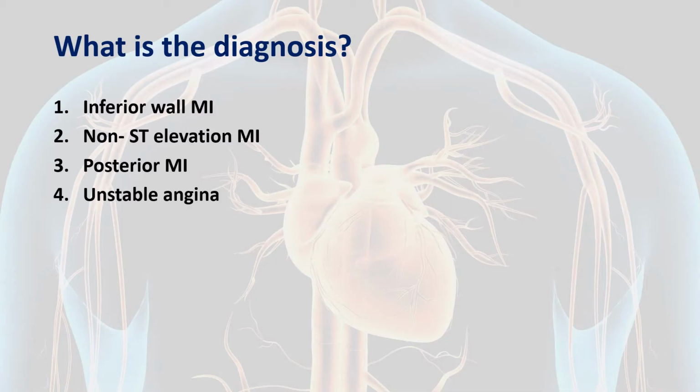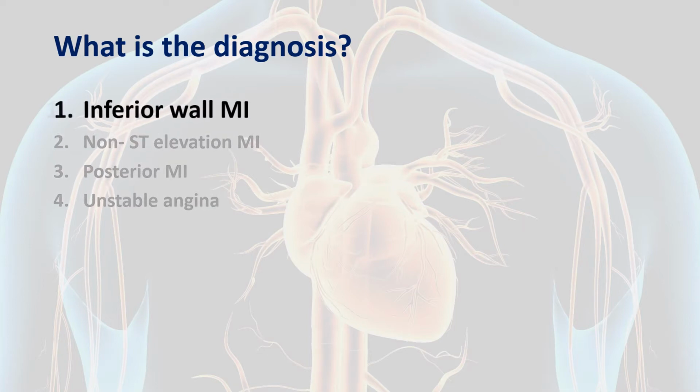What is the diagnosis here? Please pause the video to go through the options. The correct answer is option 1, which is inferior wall MI. Why this is correct answer? Let's discuss acute coronary syndrome in detail.